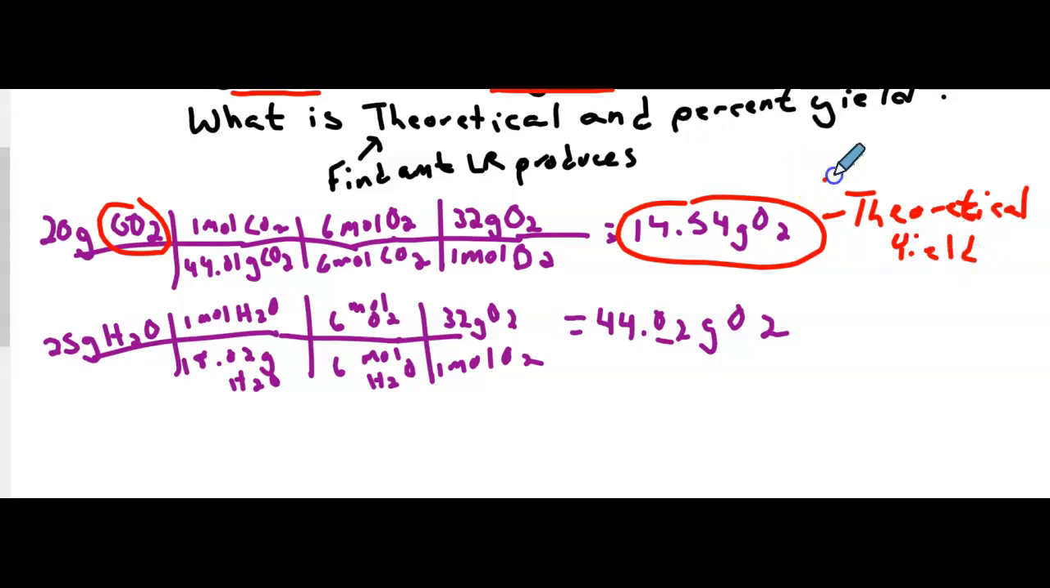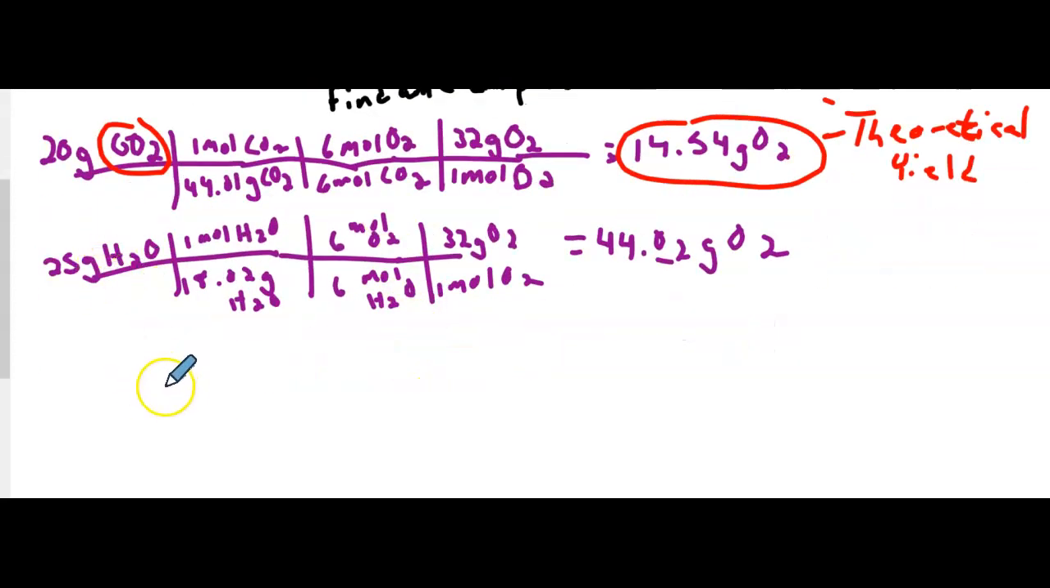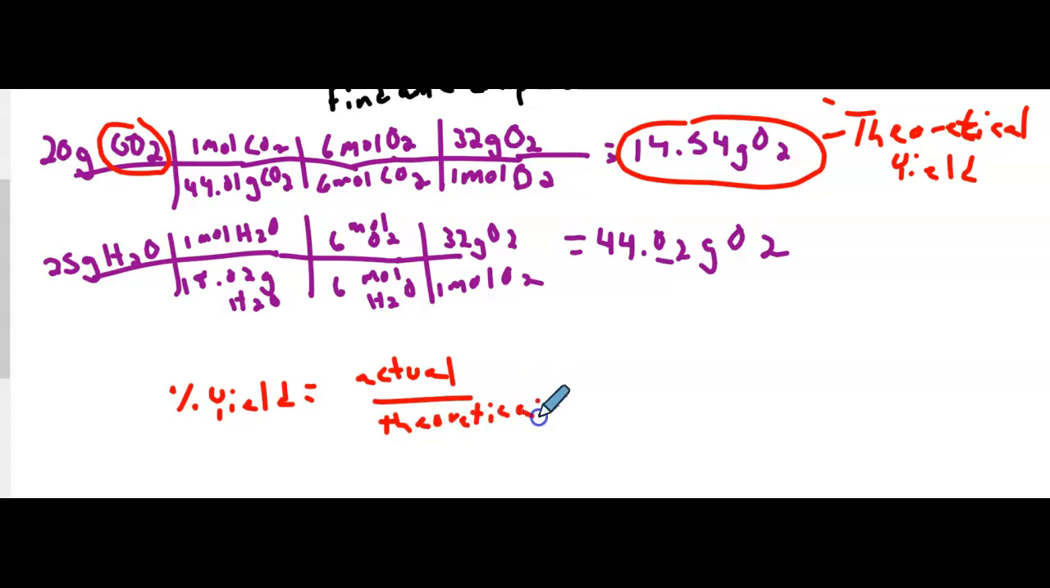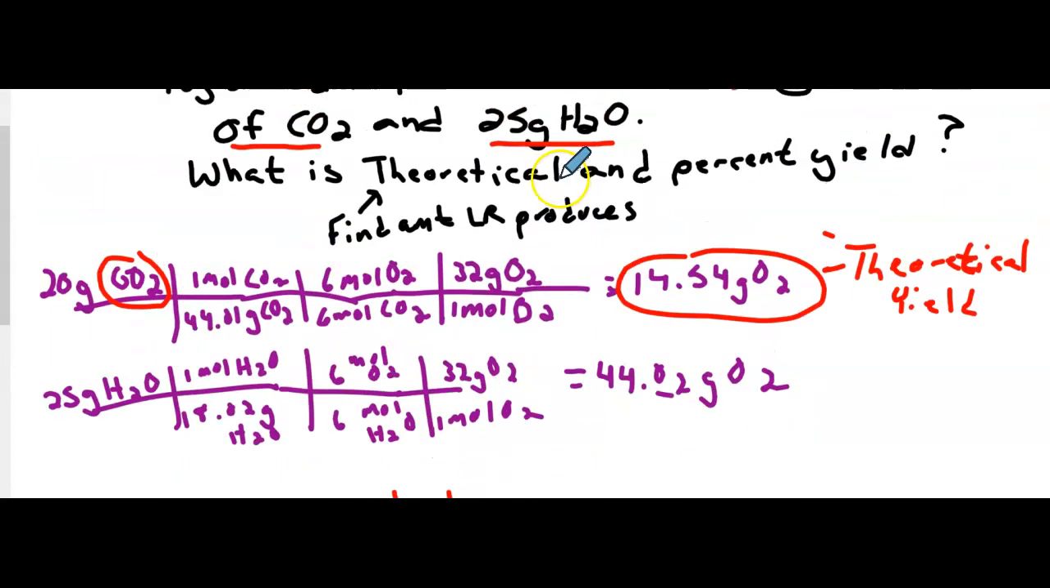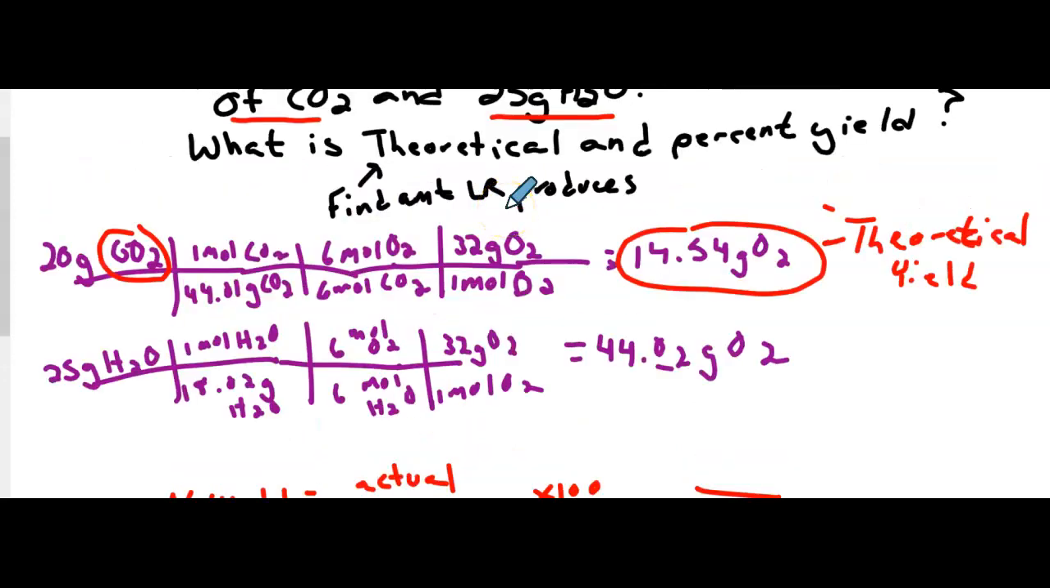All right, now we want to find the percent yield. Well, the percent yield, if you remember, is actual over theoretical, times 100, of course. So we know our theoretical yield is 14.54 grams of O2. And our actual yield, if we look here, is 18 grams of O2.